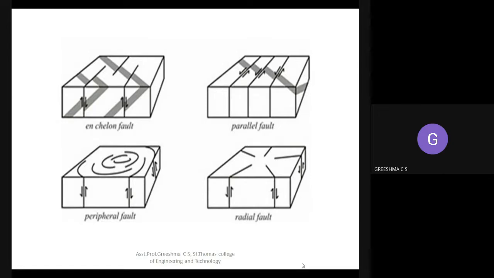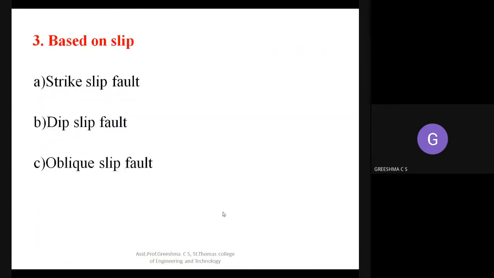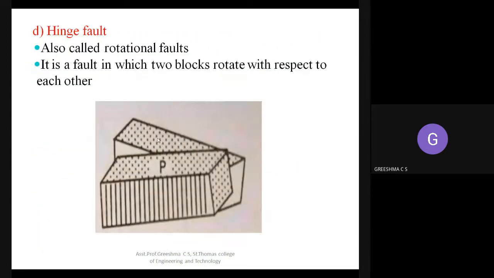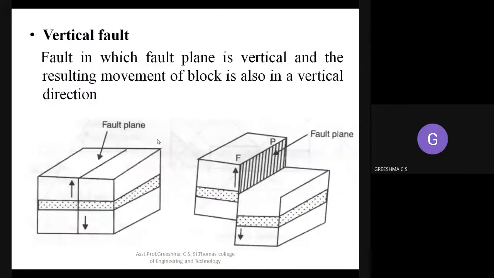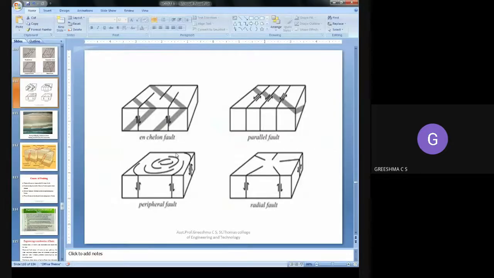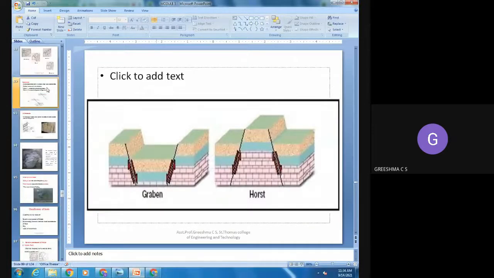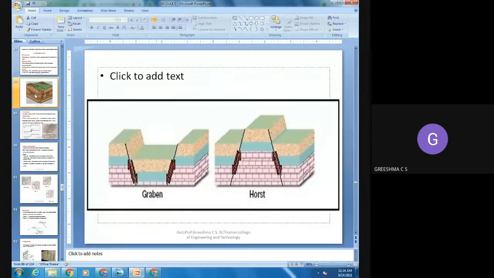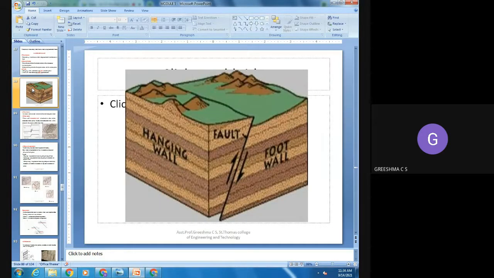Okay, students. So yesterday we were studying about fault. What do you mean by fault? This is a fault. It's very important to understand the difference between a fault, and the third one more topic is the joint. So this is a fault.